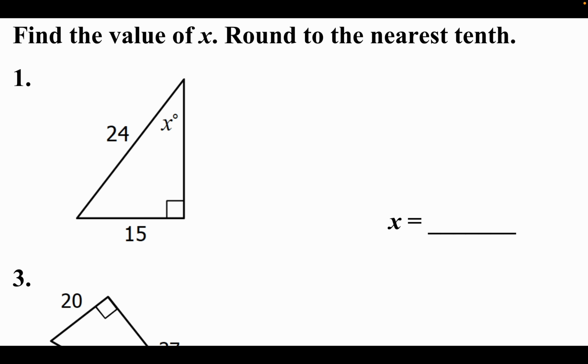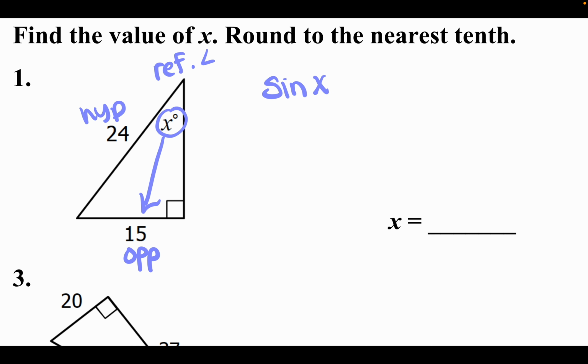So I'm going to show you why this works and where it comes from. If we are solving still the same way as we were doing before, across from your x, your reference angle, 15 is your opposite, across from your right angle is your hypotenuse. So this is a sine problem. So sine of x is equal to 15 over 24. Actually, move it over, give yourself a little bit of space.